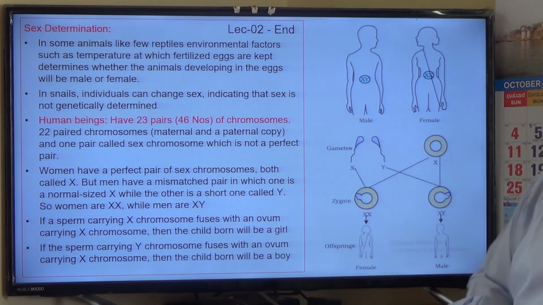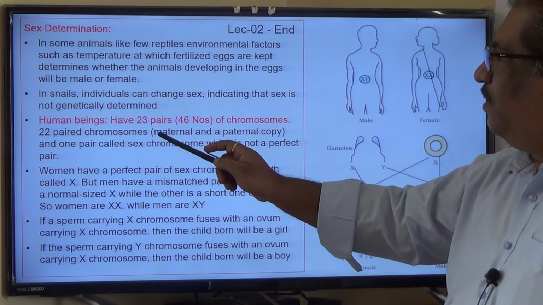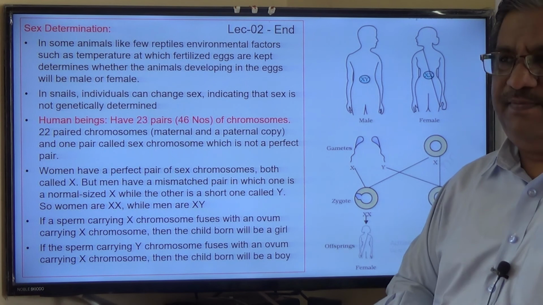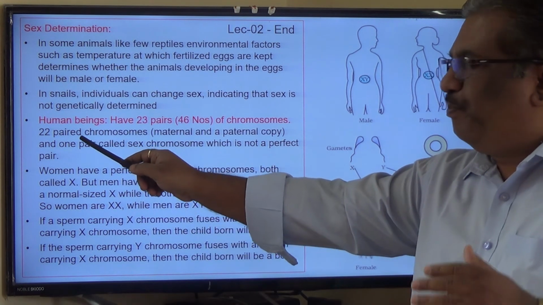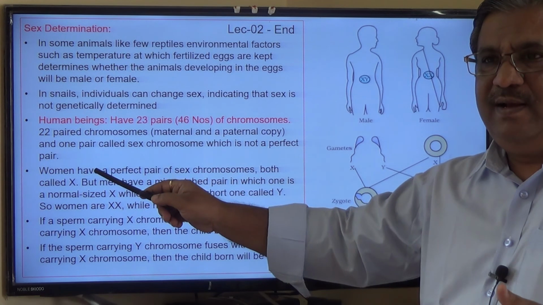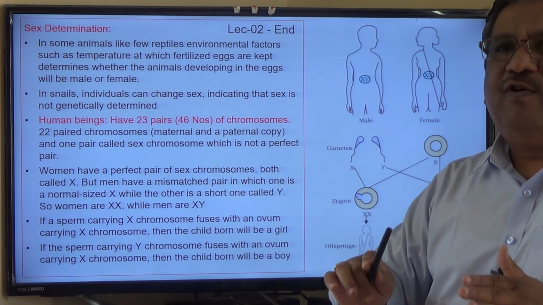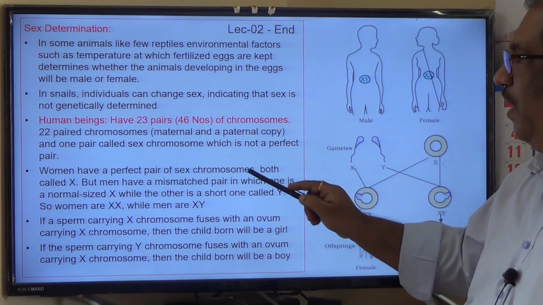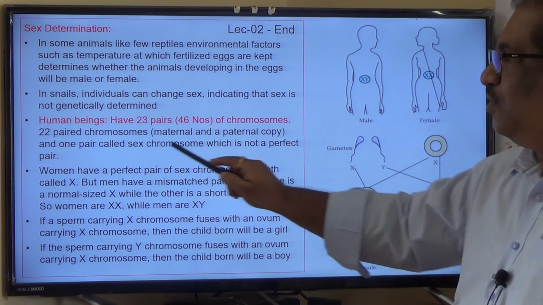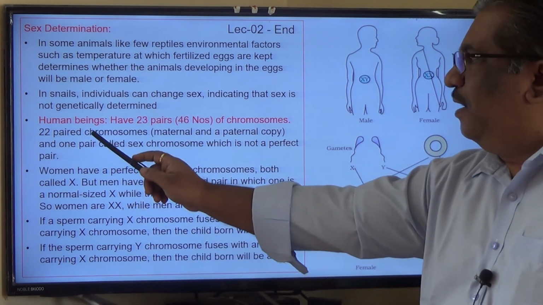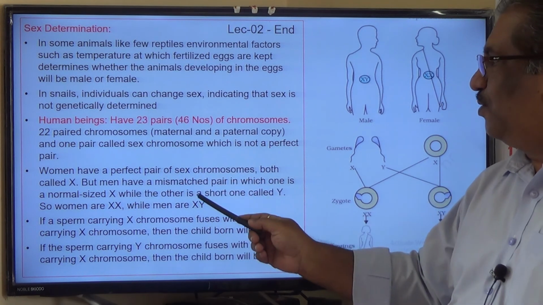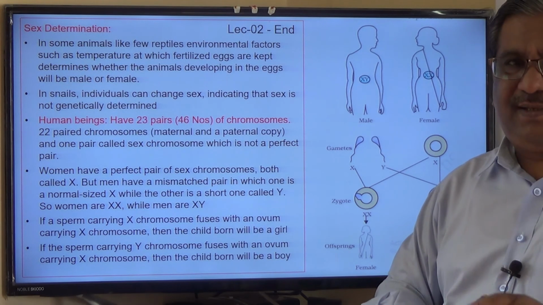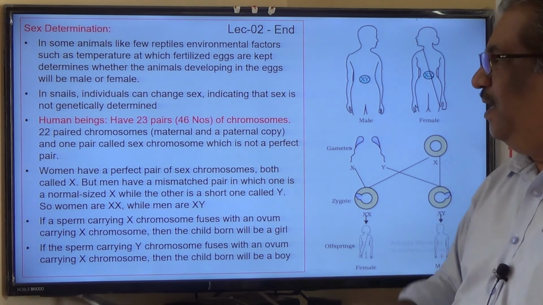So let us read first. Human beings have 23 pairs, which is 46 chromosomes in all the cells. 22 paired chromosomes, meaning both the chromosomes are alike, homozygous. 22 paired chromosomes, maternal and paternal copy, one from the mother, one from the father. So 22 paired chromosomes are there, and one pair is called the sex chromosomes, which is not a perfect pair, especially in males.